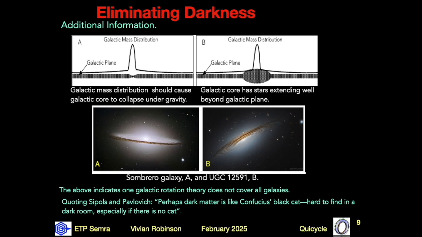There is neither a need for dark matter nor anywhere for it to fit within the observed universe. Quoting Sipols and Pavlovich, perhaps dark matter is like Confucius' black cat, hard to find in a dark room, especially if there is no cat.